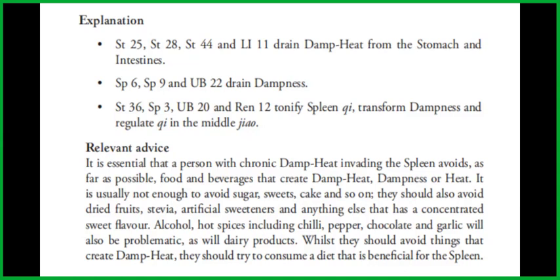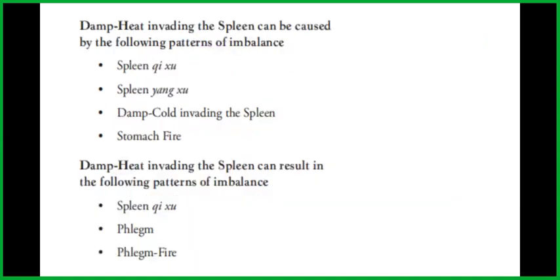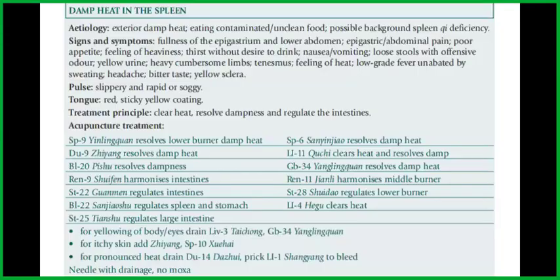Whilst they should avoid things that create damp heat, they should try to consume a diet that is beneficial for the spleen. Damp heat invading the spleen can be caused by the following patterns of imbalance: spleen qi deficiency, spleen yang deficiency, damp cold invading the spleen, and stomach fire. And damp heat invading the spleen can result in the following patterns of imbalance: spleen qi deficiency and phlegm fire.